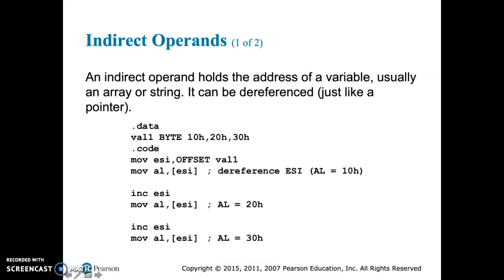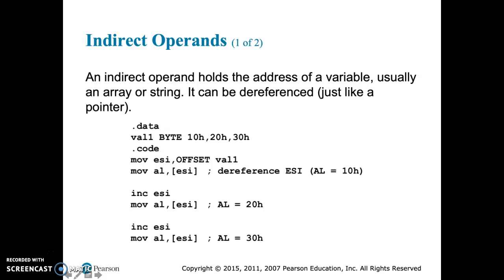Next, we're going to discuss indirect operands. We've already talked about this a bit with the PTR operator, but an indirect operand holds the address of a variable. And in the context of indirect addressing, we want to reference the value at an address rather than the address itself.